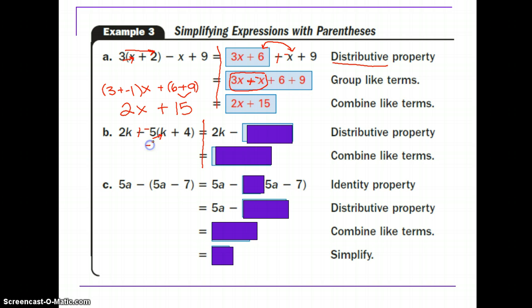5 times k, negative 5 times k, pass it out, is negative 5k, plus negative 5 times 4 is negative, 5 times 4 is 20. Okay, different signs, negative. Bring down the 2k. Put these two together, okay, combine like terms. So we bring out the k, 2 times negative 5, and if you want to skip the step where you show the distributive property, that's okay too. What is 2 plus negative 5? Well, 5 minus 2 is 3, 5 is bigger, negative 3k plus negative 20.